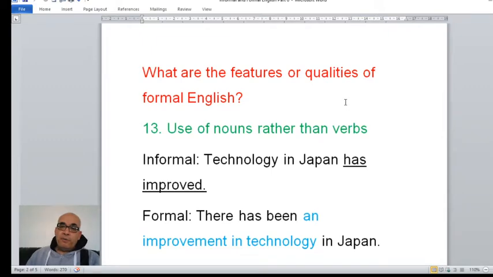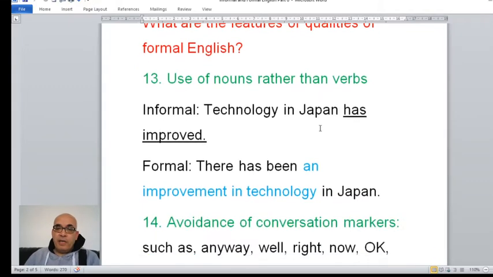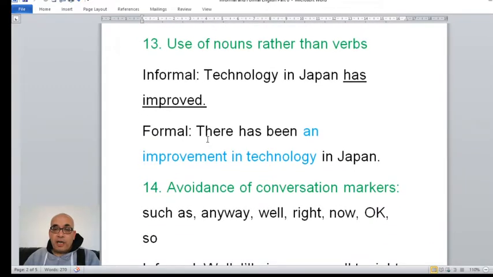So, in formal English, we use nouns rather than verbs. Example: technology in Japan has improved. Here, has improved is a verb, it is present perfect, and this is informal English. In formal English, I have to say there has been an improvement in technology in Japan. As you can see, the blue is formal English. So improvement is a noun, technology is a noun.